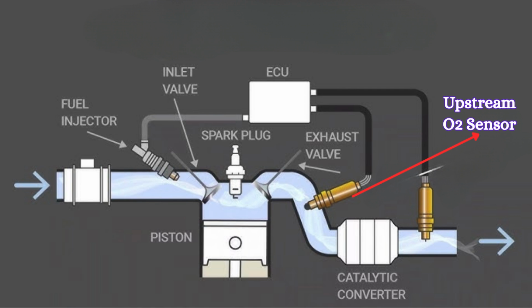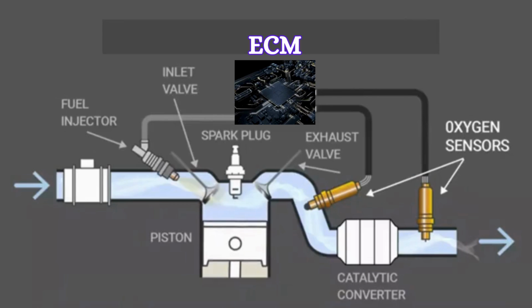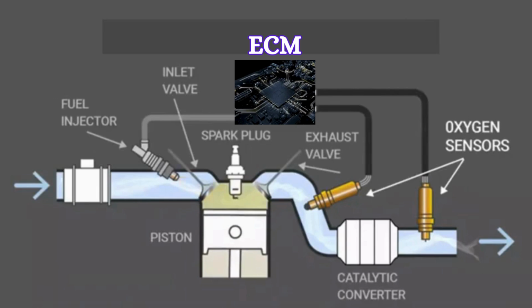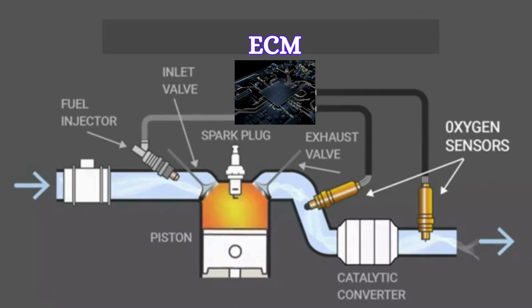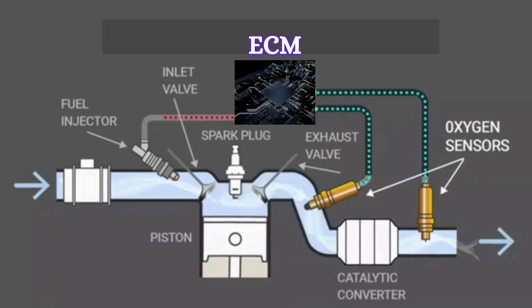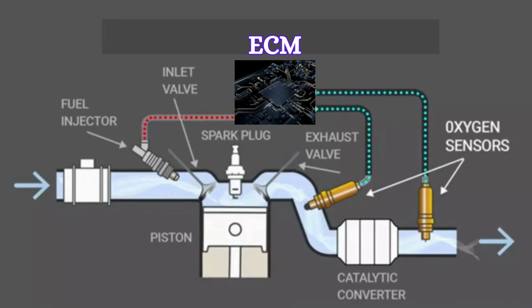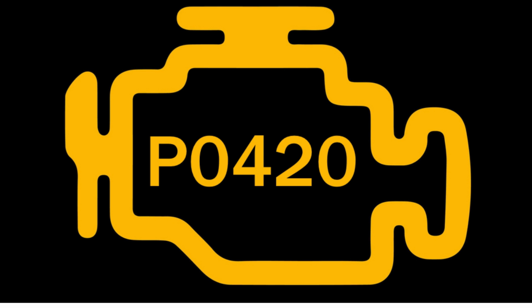2. Faulty oxygen sensors. An upstream oxygen sensor and a downstream oxygen sensor are connected to a catalytic converter. These sensors work together to monitor the efficiency of the catalytic converter. If an O2 sensor is malfunctioning, it can send incorrect signals to the engine control unit, leading to a false reading of low converter efficiency, thereby triggering the P0420 code.